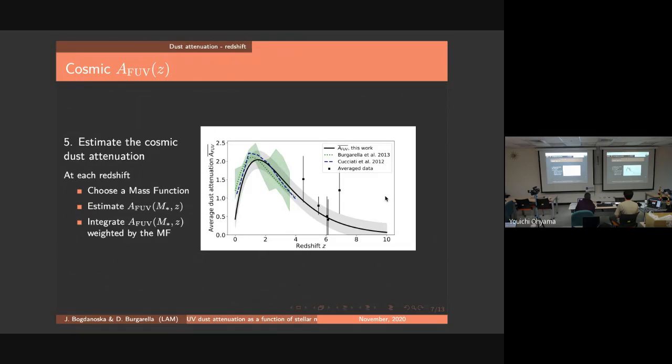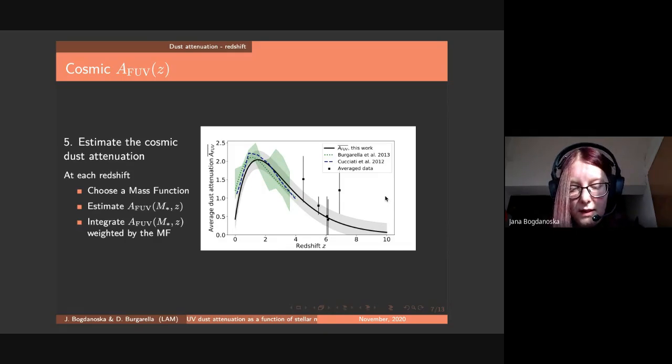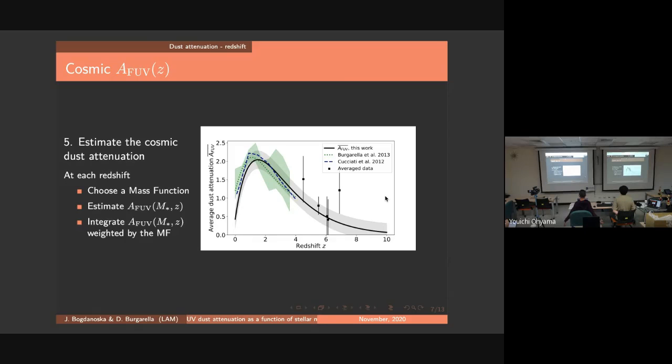All right. The last question is from Tomo. Is the A_FUV as a function of z expected to be proportional to the cosmic star formation rate density? From my point of view, we do expect the dust to follow the star formation rate, because these two processes are very connected. But I think there is a slight delay, so the peak would not be exactly at the same redshift. But yes, we do expect them to have the same shape.